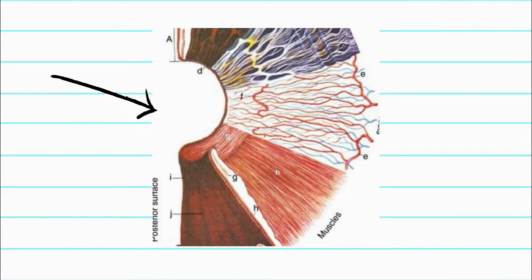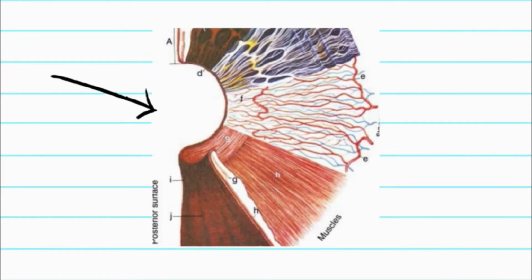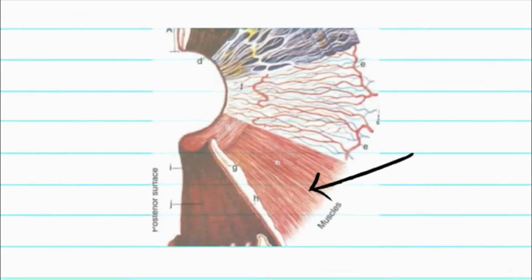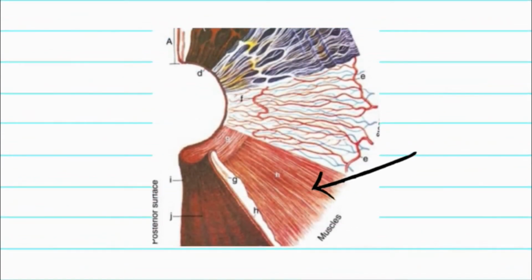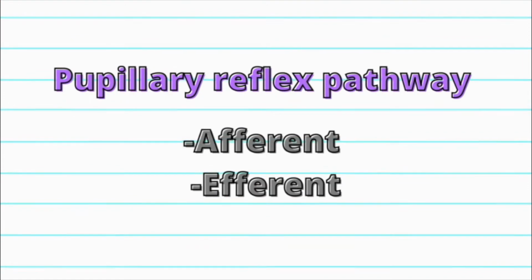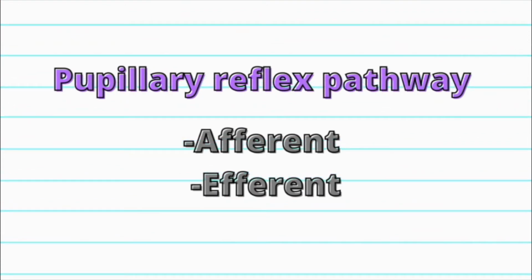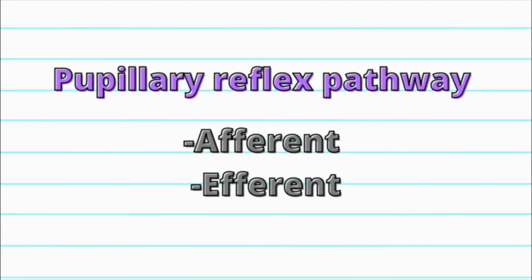So here is a picture of the sphincter pupillae. Those are the circular muscle fibers which are responsible for constricting the pupil or making it look smaller. And we have the radial muscle fibers known as the dilator pupillae, which are responsible for making the pupil look larger.